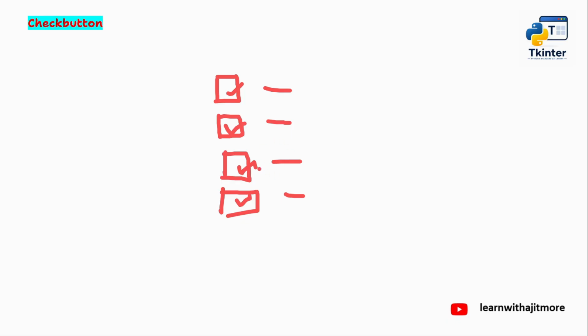Only some speciality, some extra thing for this check button, is what should be the value for selected and what should be the value for deselected. The two values you can decide. It's up to you. Like you want when it is ticked, the value should be yes, and when it is unticked, the value should be no. Up to you. Or when it is ticked, it should be one, and when it is unticked, it should be zero.